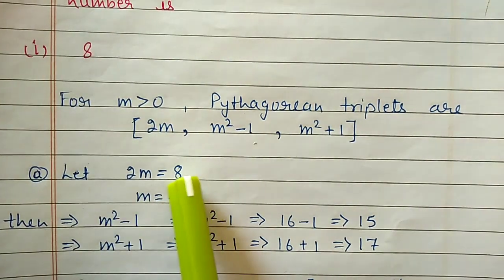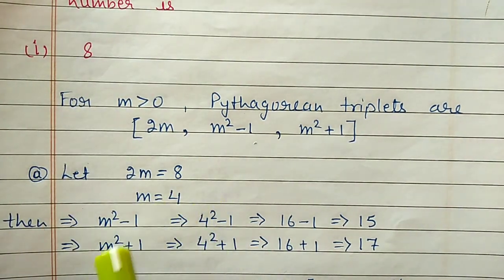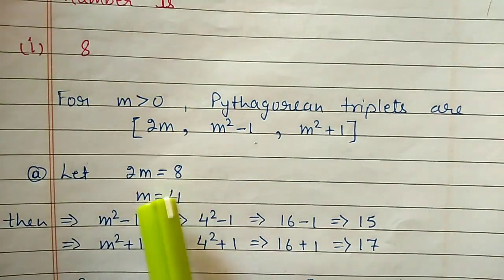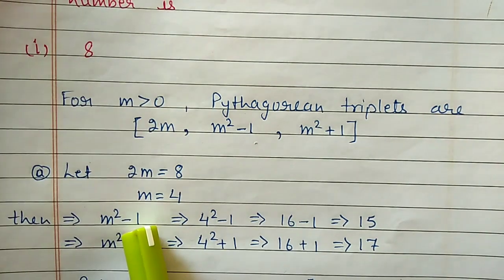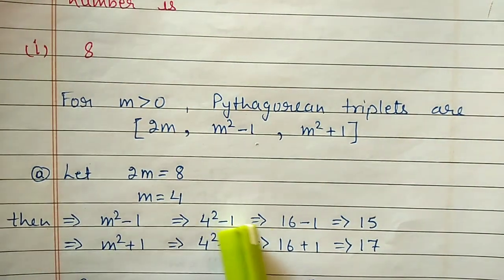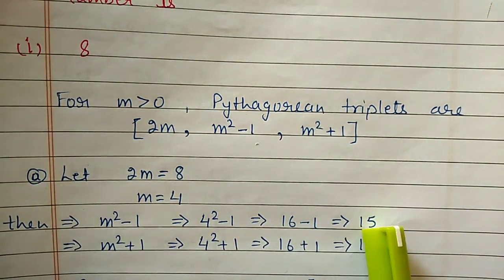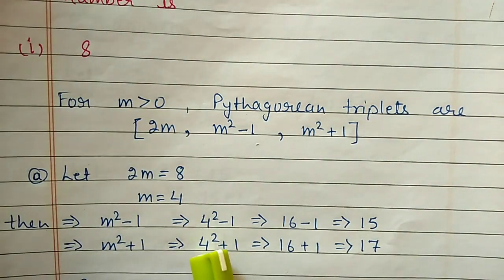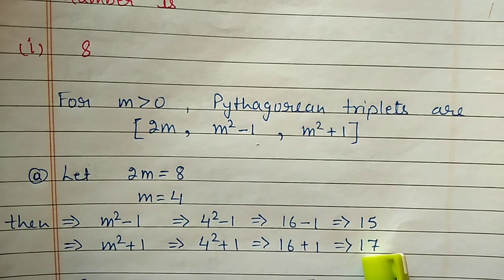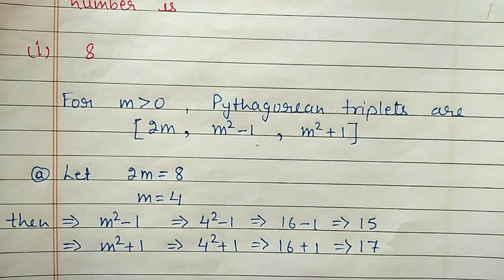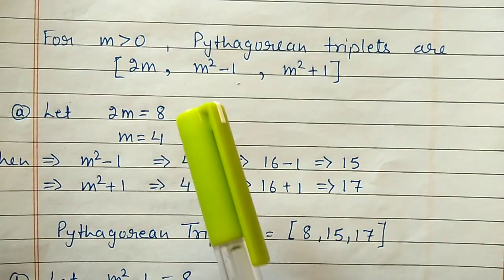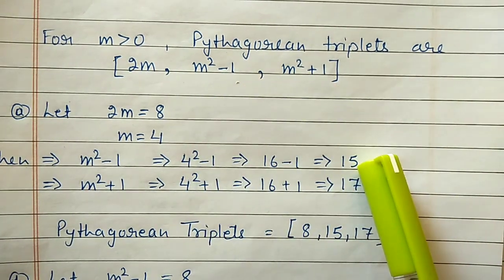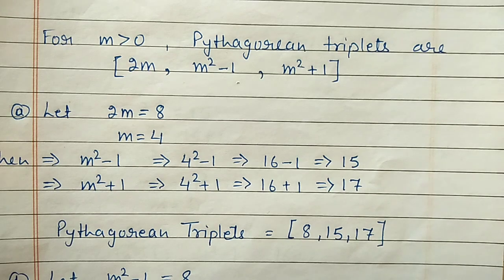If you are getting a whole number, then we will check for the next number. M is getting 4. Now substitute the 4 in the second number, m square minus 1: 4 square minus 1, 16 minus 1, 15. And for the third number, m square plus 1, 4 square plus 1, 16 plus 1, 17. So here we have taken 8 as the first number, the second number we are getting 15 and the third number we are getting 17.